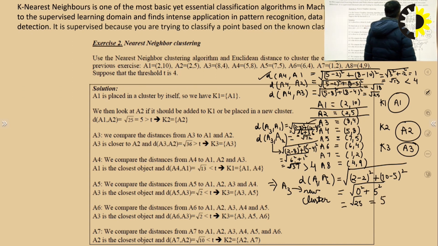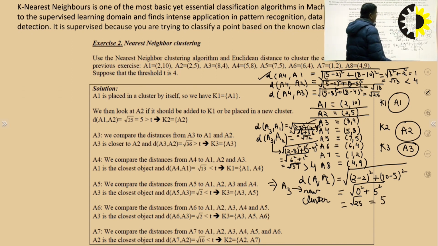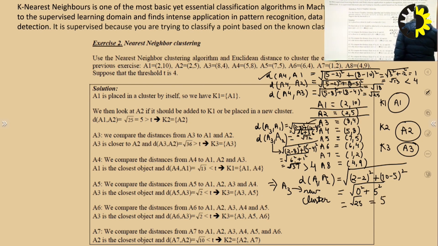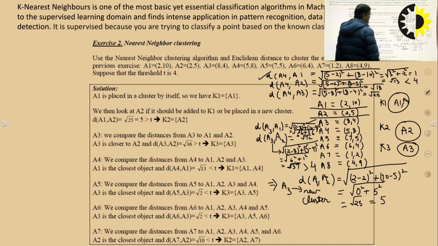Because the distance between A4 and A1 is less than 4, this means that point A4 will go in the existing cluster K1 containing point A1. So this means that cluster K1 will now contain A4 also. This is the cluster configuration for the first 4 points.